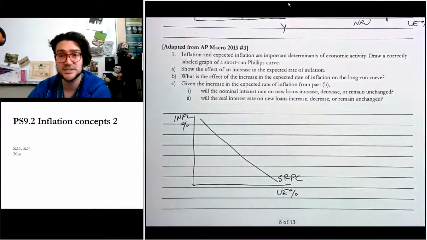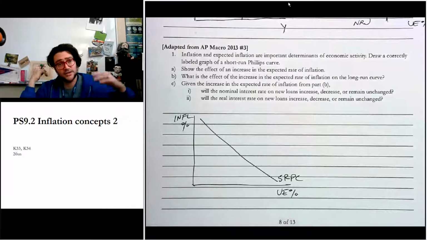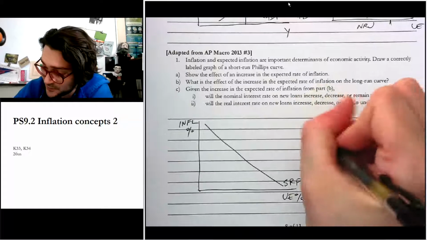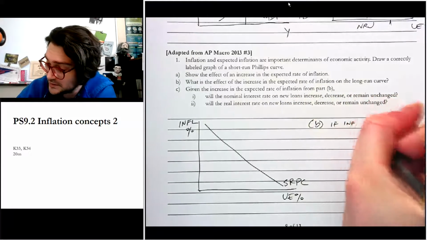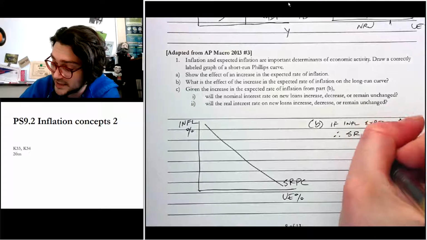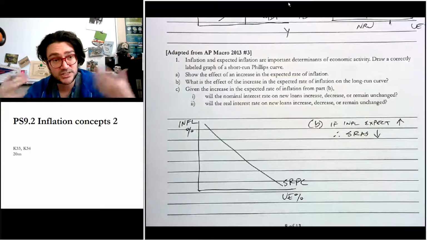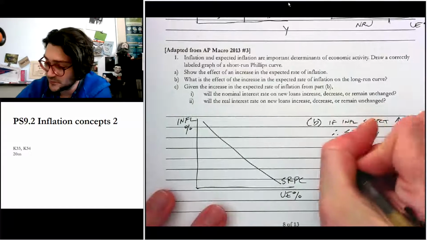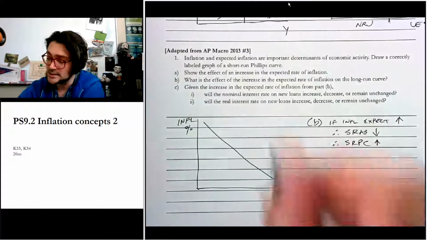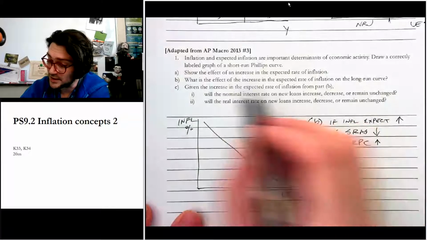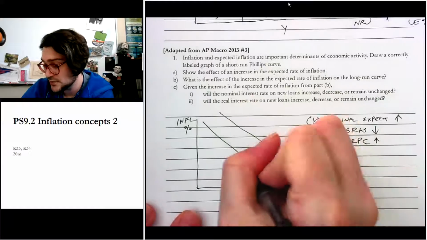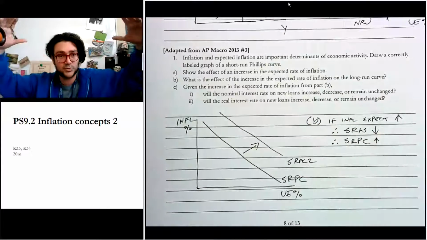And then it says show the effect of an increase in the expected rate of inflation. So remember that you've got these IRAP shifters, and I stands for inflationary expectations. So for B, if inflationary expectations go up, we would say therefore SRAS should decrease, because it's causing workers to demand higher wages. So therefore, SRPC should increase because they move opposite each other. And so we are supposed to show the effect on this graph. So we just go SRPC2, and we say it shifts out like that.